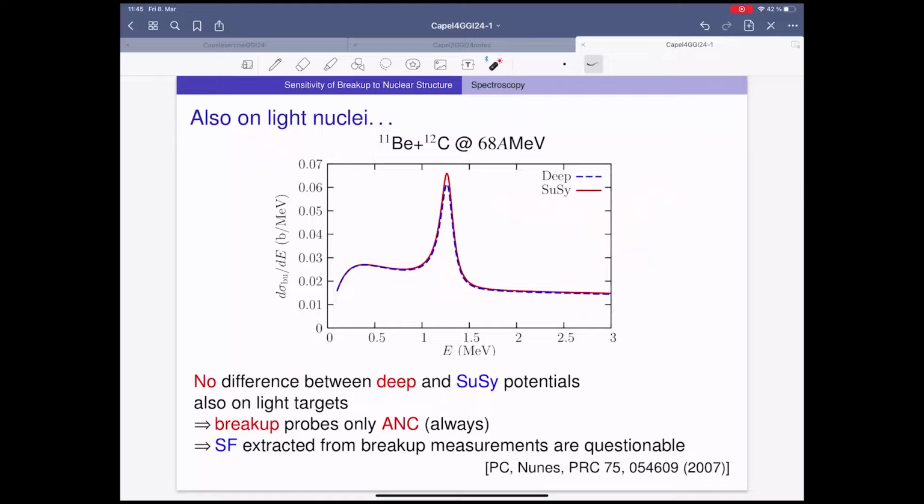That's a result for the light nucleus, beryllium-11, impinging on carbon-12. And once again, there is no difference. So there is no way you can infer a spectroscopic factor from breakup measurements. On light target, on heavy target, medium mass target, energy distribution, angular distribution, low energy, high energy, no spectroscopic factor. And I do not want to enter into the observability of spectroscopic factors, even though I don't believe in them. But that's another topic that I will leave for my structure friends.